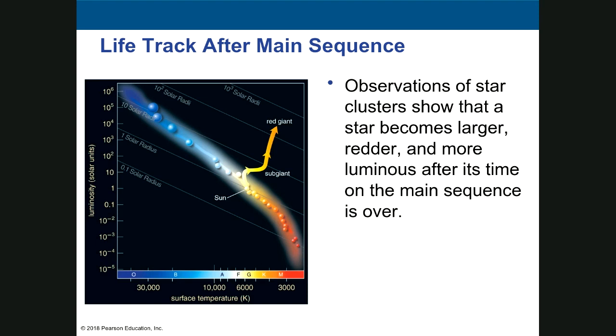So observations of star clusters show that a star becomes larger, redder, and more luminous after its time on the main sequence. So we want to go here. So we'll notice the sun will become a subgiant, it'll stabilize, and then become a red giant. And there will become a point where the core of a star is hot enough for helium fusion. That will be interesting. That's that second stable-looking phase.